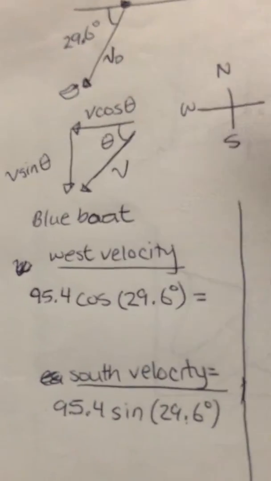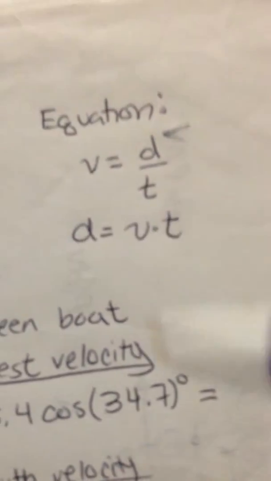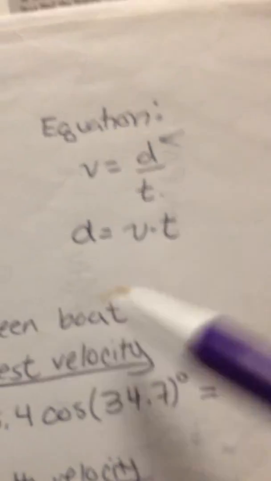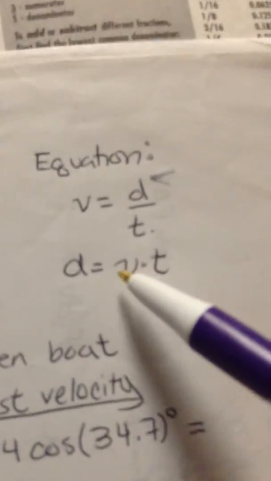Makes sense. So the velocity in the x direction has to go this way and the y direction has to go downward. Anyways, the equation we're going to use in this problem is velocity equals distance over time, and because they're asking for the difference in distance, we need to solve for distance. Distance is velocity times time.